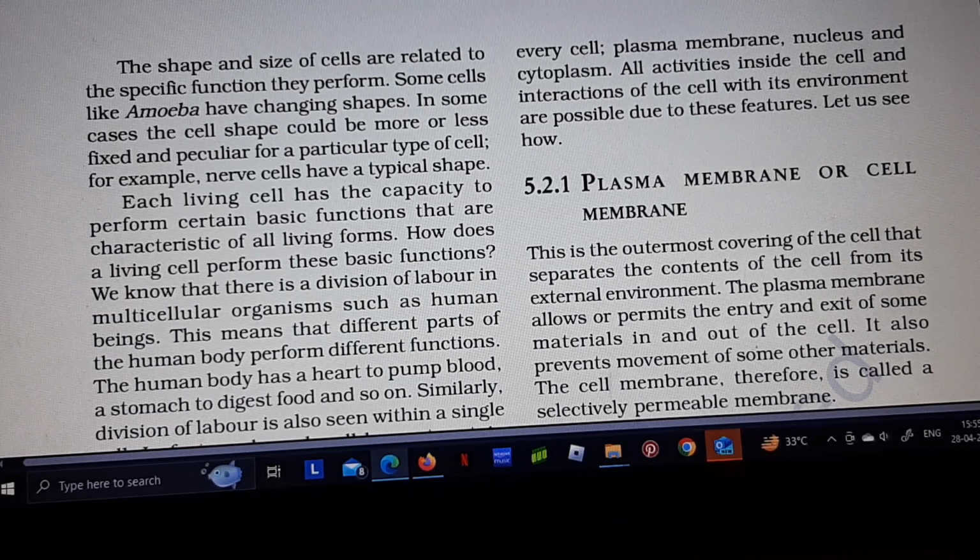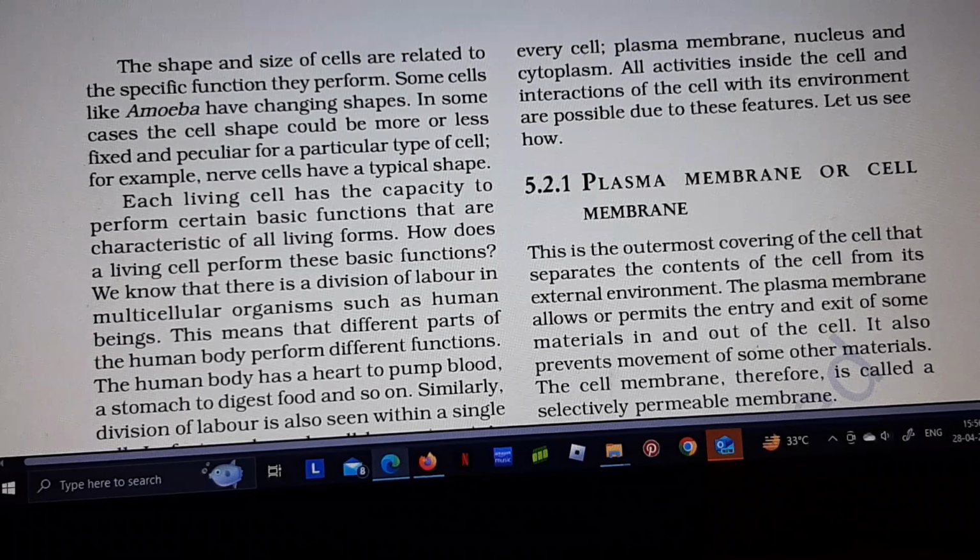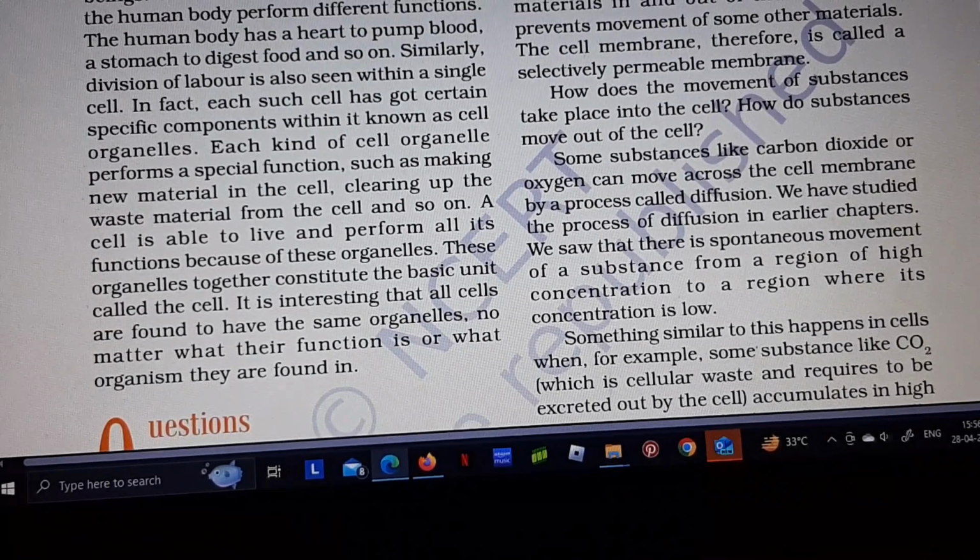Let us see how. Plasma membrane or cell membrane. This is the outermost covering of the cell that separates the contents of the cell from its external environment. The plasma membrane allows or permits the entry and exit of some materials in and out of the cell. It also prevents movement of some other materials. The cell membrane, therefore, is called a selectively permeable membrane. How does the movement of substances take place into the cell? How do substances move out of the cell?